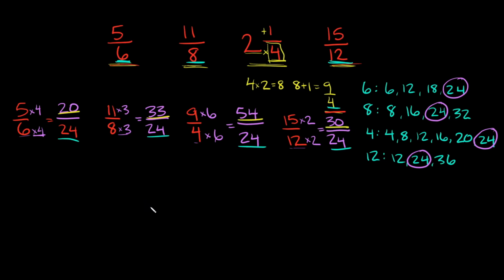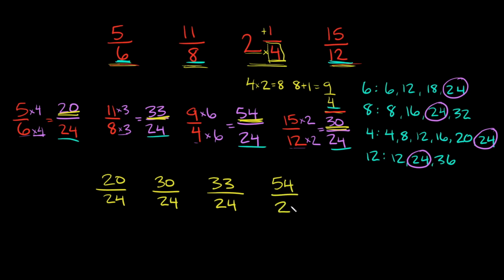Out of all those, which one is the smallest or the least? Well, it looks like it'd be 20, okay? So 20 over 24 would be the smallest one. What's the second smallest? Well, let's see, we have 33, 54, and 30. So it looks like 30 would be the second smallest, 30 over 24. Which one's next? We have 33 and 54, so looks like it'd be 33 over 24. And then lastly, the biggest one is 54 over 24.